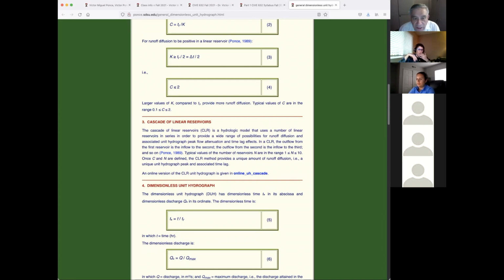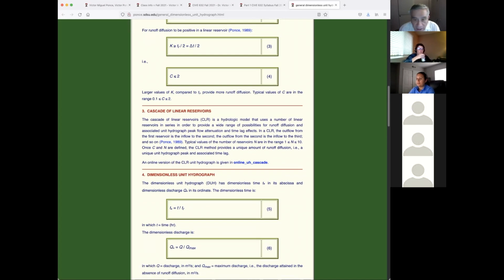Associated peak outflow attenuation and time lag. Okay, in the cascade, the outflow from the first reservoir is the inflow to the second, the outflow from the second is the inflow to the third, and so on and so forth. Typically, the number of reservoirs is chosen between 1 and 10. 1 is hardly any diffusion, and 10 is quite a lot of diffusion.